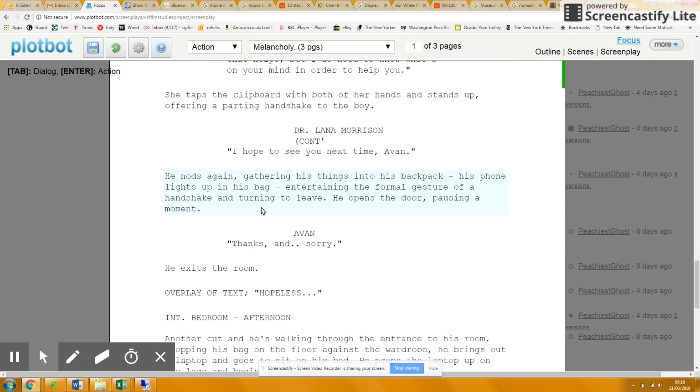Now, does he refuse the handshake? Is that what you're... I didn't hear that sentence. That what happens? What are you describing there? He does give the handshake. He does. So when you say entertaining the formal gesture of handshake and turning to leave, you mean he sort of complies with that gesture? Because entertaining tends to mean putting it in your mind rather than actually doing it. So if I'm entertaining the thought of throwing everyone out of this classroom, doesn't mean I'm going to do it.